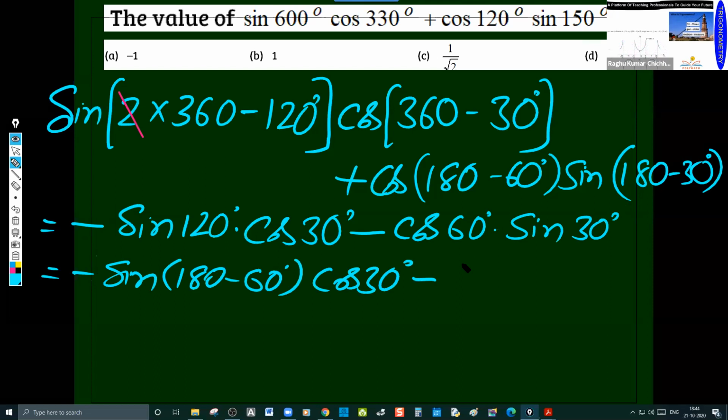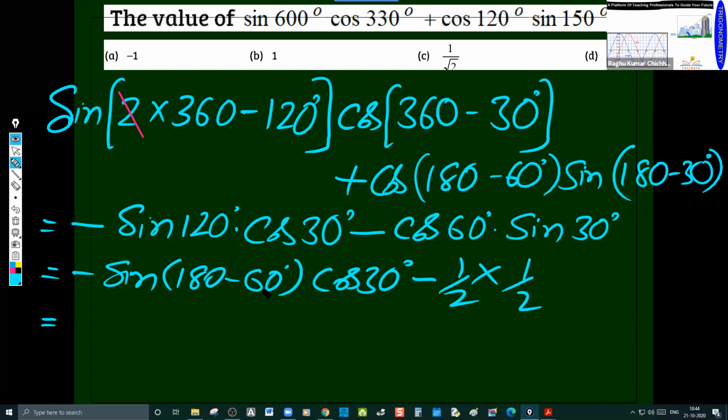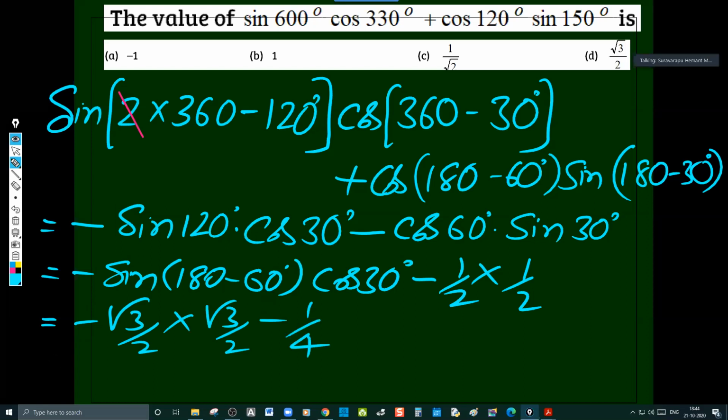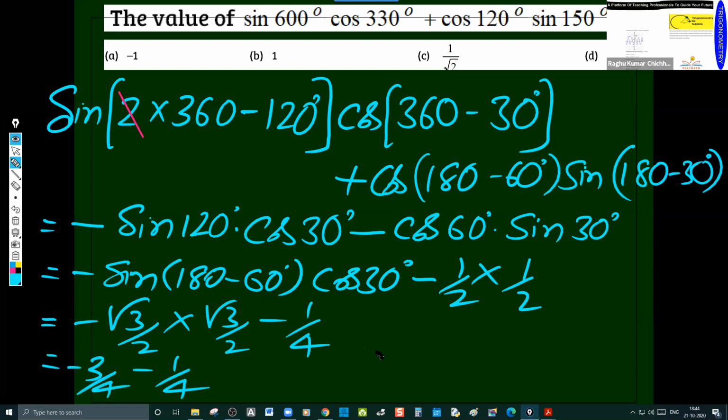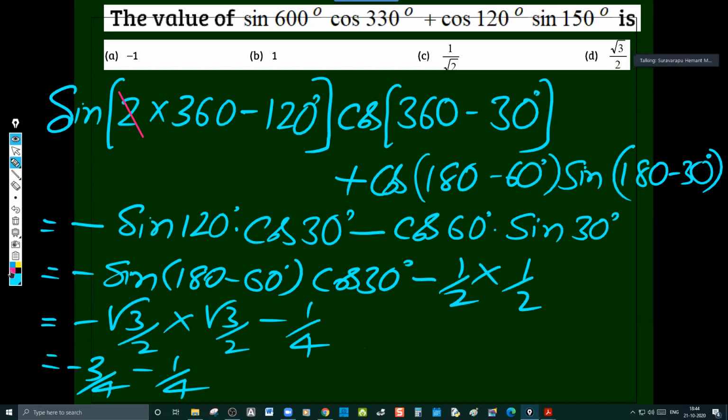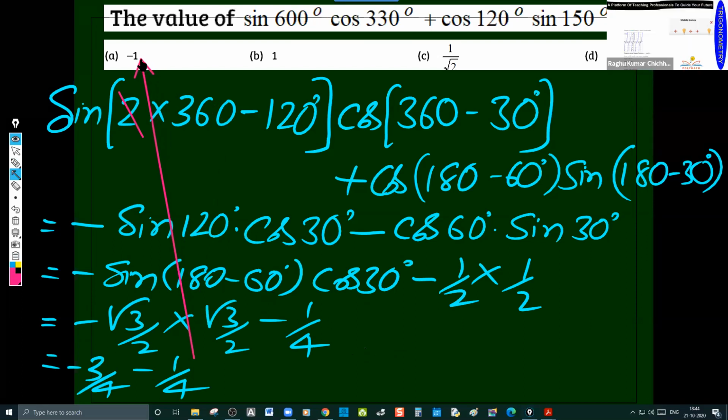You can substitute the values here. What is cos 60? 1 by 2. What is sine 30? 1 by 2. What is sine 180 minus theta? Plus sine theta, plus sine 60. So what is the sine 60 value? Root 3 by 2. What is the cos 30 value? Root 3 by 2. What is minus 1 by 2 into 1 by 2? Minus 1 by 4. So what will it be? Minus 3 by 4 minus 1 by 4. So what is the answer, please? That's minus 1. That's it. This is the answer.